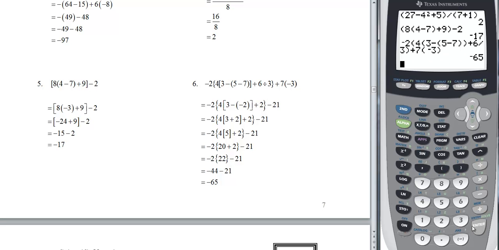Yay. Alright, that's it for this video. So it's working it by hand using order of operations and also using your calculator. Double checking, because it also helps you to learn how to put it in your calculator.